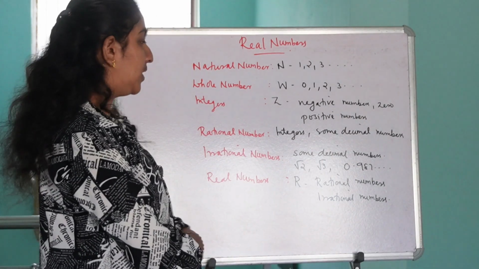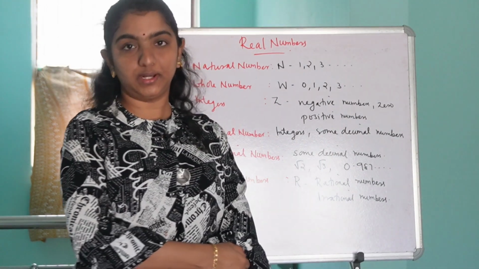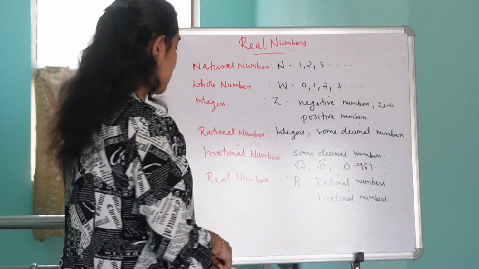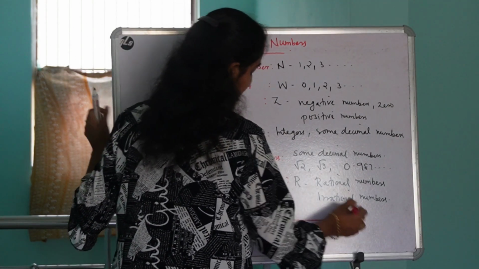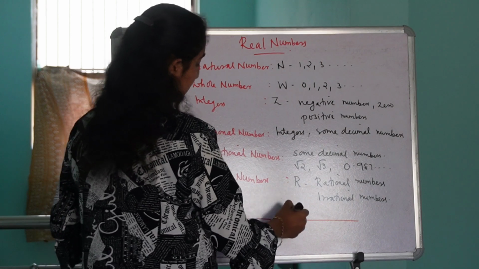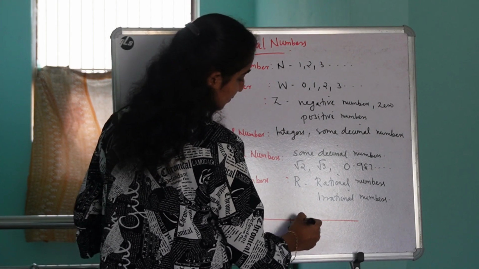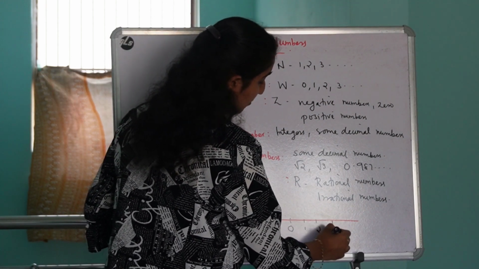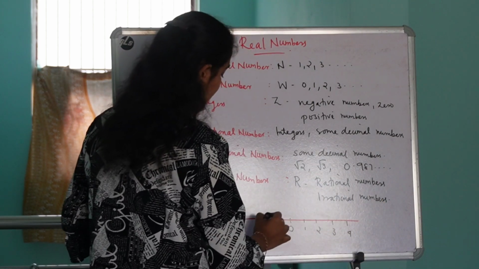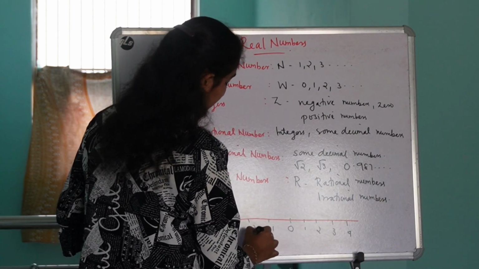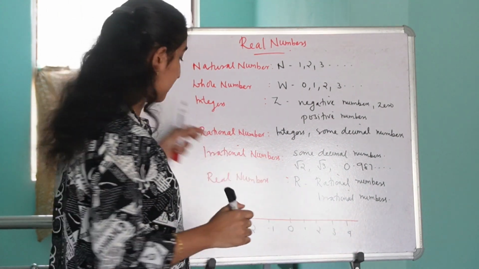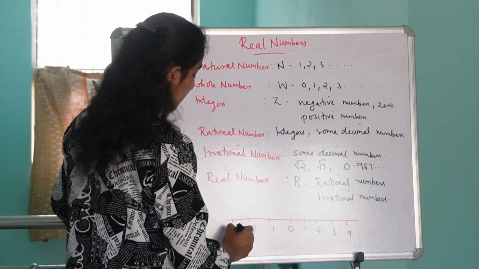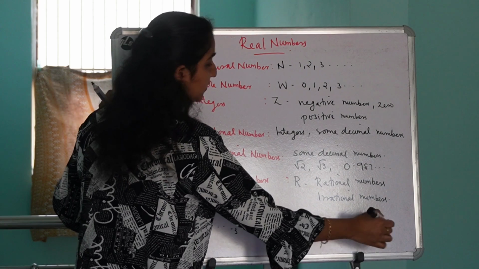Yes. So you have already learned about the number line, isn't it? So what is a number line? It looks like this. This is a line. The center there is 0. To the right of 0 we have positive real numbers, and to the left of 0 we have negative real numbers.